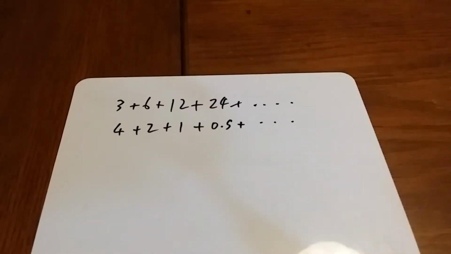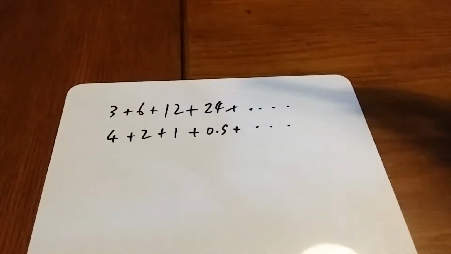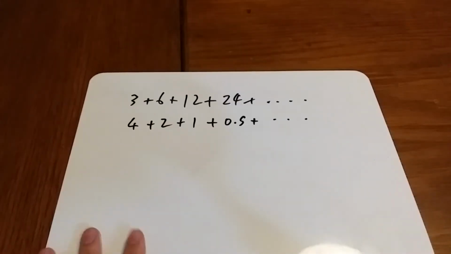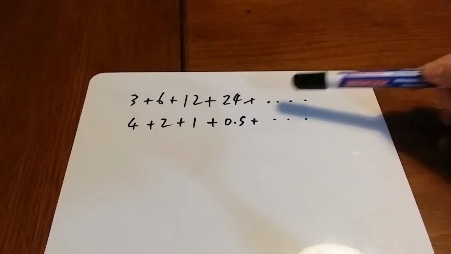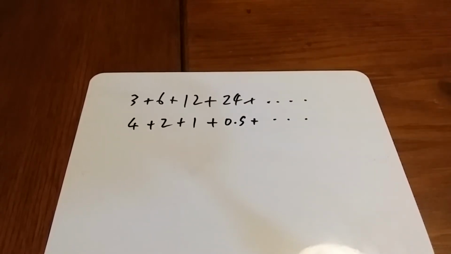Okay, I've got two geometric series here. The top one has first term 3, so a equals 3, and r equals 2, that's the common ratio, so every time we're multiplying by 2. Now notice that I haven't put a last term here. Both of these series are going to be infinite series, they've got an infinite number of terms.